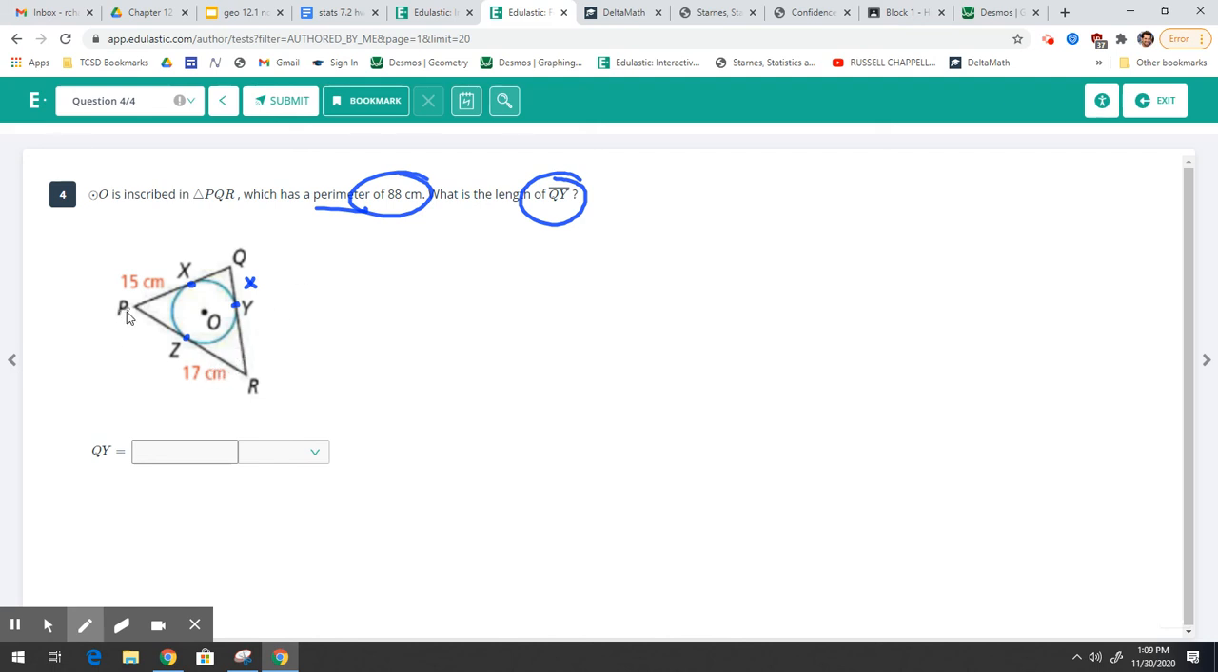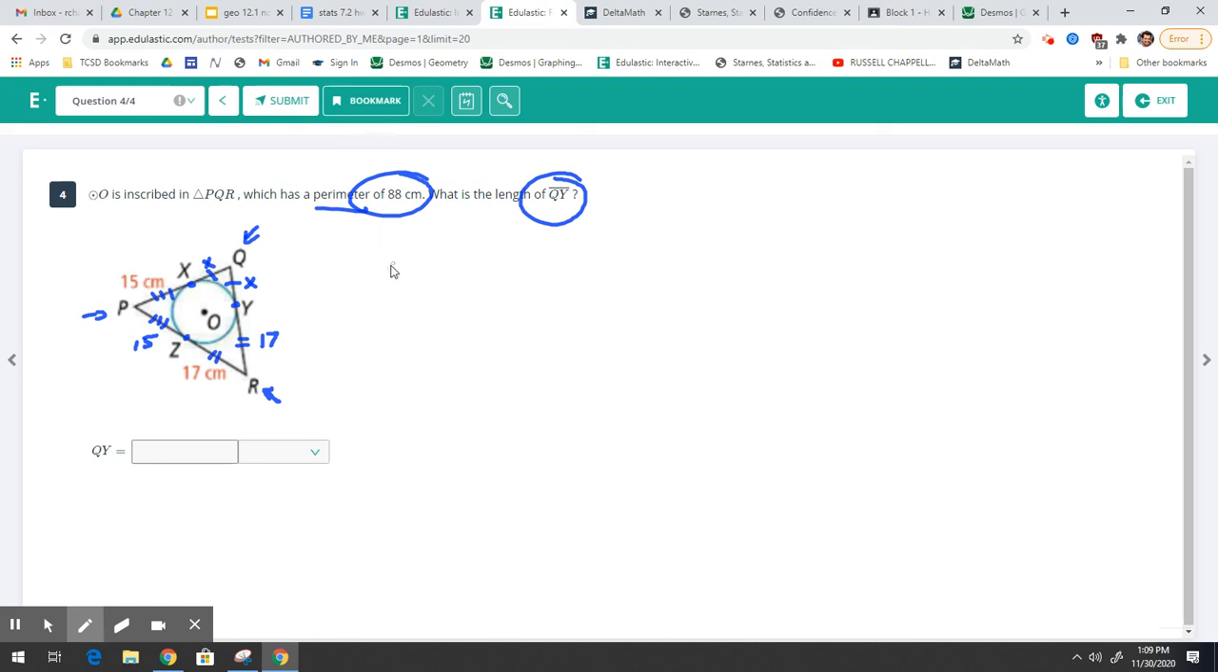You have three exterior points, P, Q, and R. These 3 points are going to be endpoints of tangents. Those tangent segments that have the same endpoint are going to be congruent. So if Q to Y is x, Q to X over here must be the same, so that's also going to be x because they're congruent. If R to Z is 17, then R to Y must also be 17. And if P to X is 15, then P to Z must also be 15. And now I think you have every part of the triangle's perimeter taken care of.